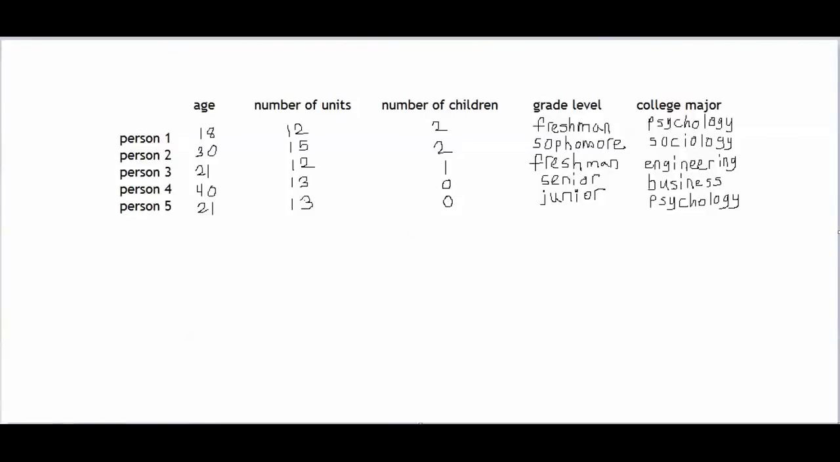This is a made-up set of data from 5 college students. We have age, which is a quantitative variable. We have number of units, which is a quantitative variable. We have number of children, which is a quantitative variable. We have grade level, which is an ordinal variable, and college major, which is a nominal variable.